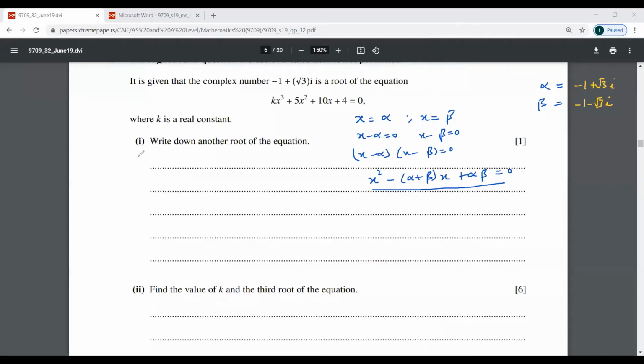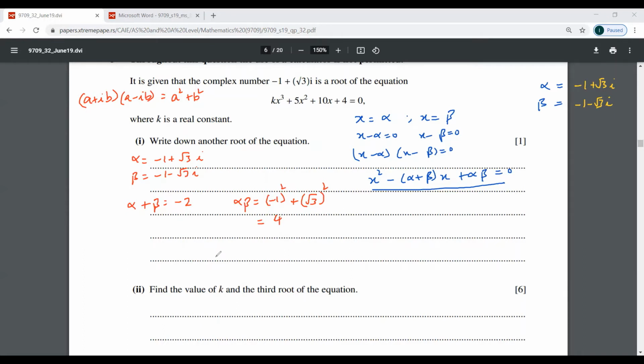Now, if my alpha is minus 1 plus root 3 iota, and my beta is minus 1 minus root 3 iota, you can tell me quickly what is alpha plus beta. That is simply minus 2. And then you can also tell me what is alpha beta. If you remember that a plus iota b times a minus iota b is equal to a squared plus b squared. This is the same situation. So this is going to be minus 1 squared plus root 3 squared. So this is 1 plus 3, that is going to be 4. That is your alpha beta, a squared plus b squared.